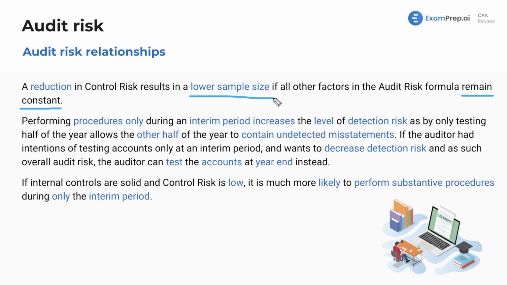We got this concept of interim testing, which I covered in multiple lessons, but I'm just going to go over it again briefly.